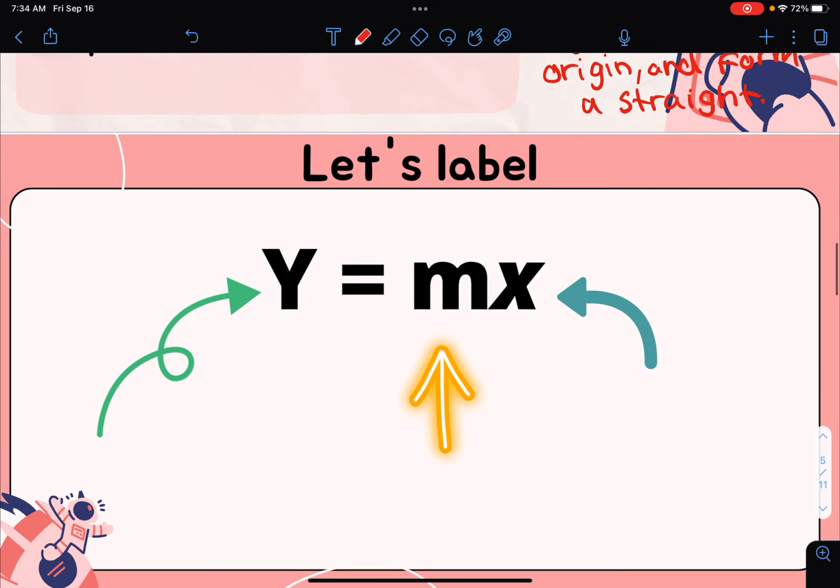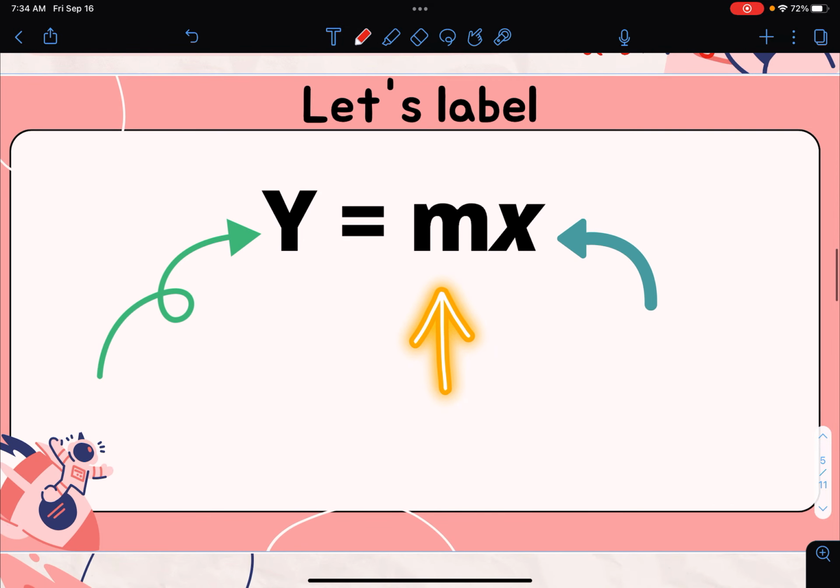If you need to pause the video, you can pause the video and then continue. So let's go ahead and label the different parts of our equation. So y equals mx. So we said the y. So y is our what variable? So from the previous slide, it is our dependent variable.